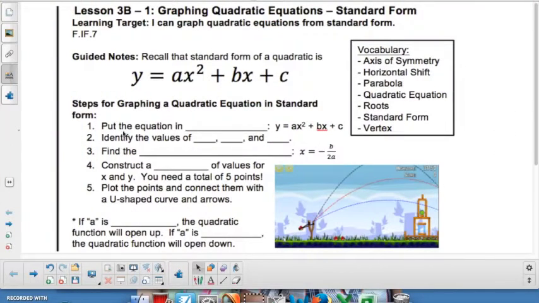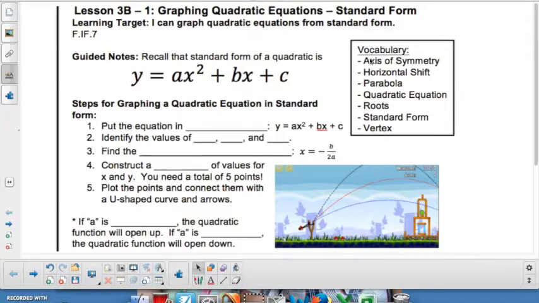So we've talked a little bit about what quadratic equations look like when you put them on the coordinate plane. But in this unit, we're going to be focusing a lot on how we put them on the coordinate plane and what sort of characteristics they have once you get them there. So for this lesson, we're going to be graphing quadratic equations from standard form, which is the form we're most comfortable with at this point. So our learning target is that we can graph quadratic equations from standard form.